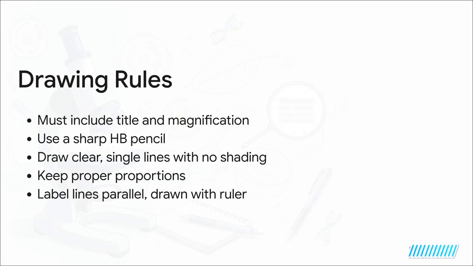You must include a title and magnification level. You've got to use a sharp HB pencil on plain white paper. Your lines must be clear and single, no sketchy, feathery, artistic strokes. And here is the big one. Absolutely no shading allowed. None. You must ensure proper proportions, draw large enough to actually use the space, and your label lines, they must be drawn with a ruler, perfectly parallel to the top of the page, and they must never, ever cross each other.